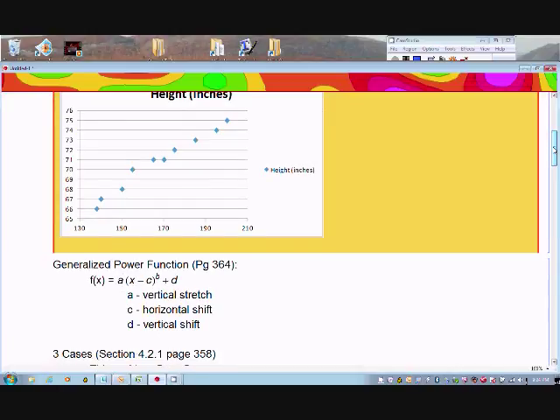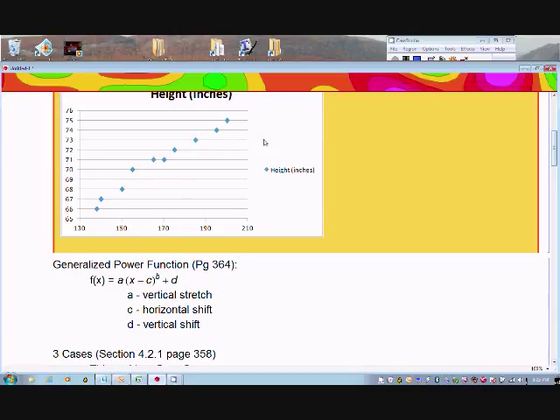There are three cases that are talked about in section 4.2.1 on page 358. Case 1 talks about b being equal to n, which is a positive integer. Case 2 says that b is equal to 1 over n, again when n is a positive integer, and case 3 says that b is equal to n, a negative integer.